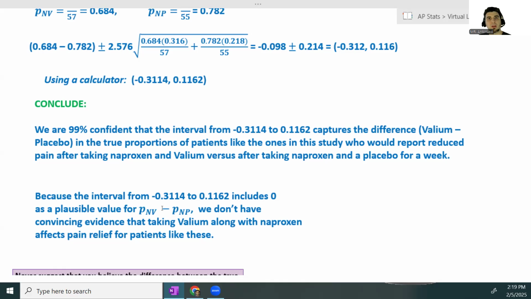And because we're looking for a difference, if 0 is included in our confidence interval, then it's plausible. Important we use the word plausible, not possible. Use the word plausible. It's plausible that there could be no difference between the two. So this amounts to not having convincing evidence of an effect on pain relief for patients like these.